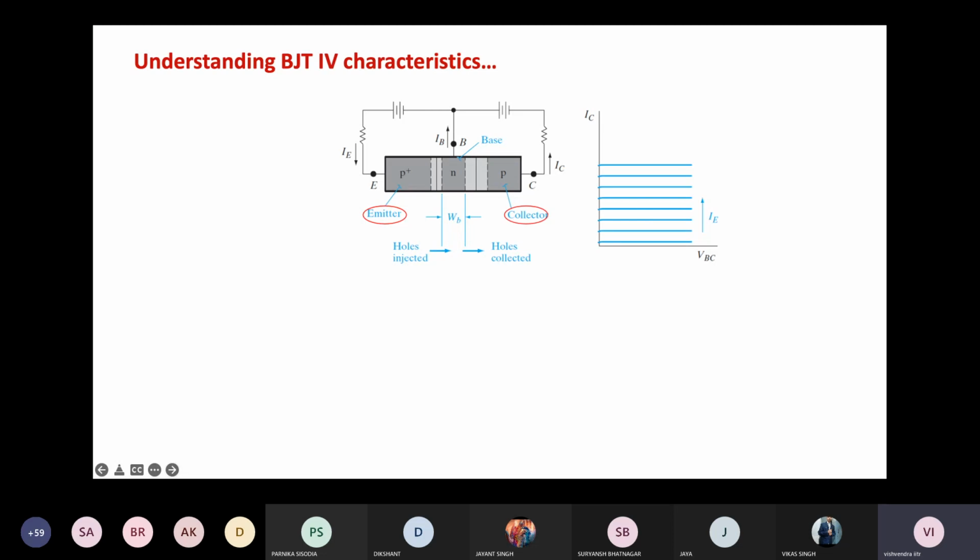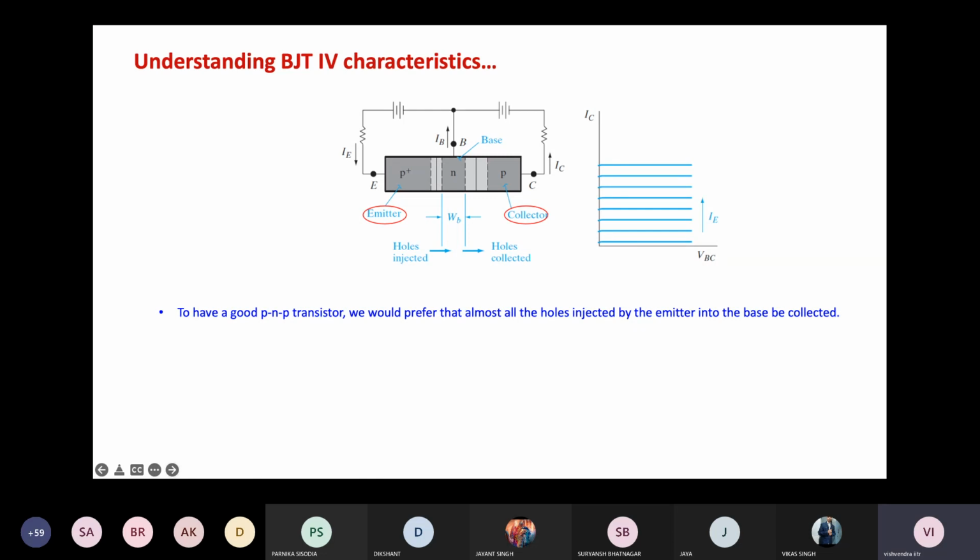Now, there are a few important things here. There is this base width, also termed as WB. To have a good PNP transistor, to have good amplification in the transistor, we generally prefer that almost all the holes that are injected from the emitter terminal should be collected at the collector terminal. Which means that the recombination in the base should be minimum.